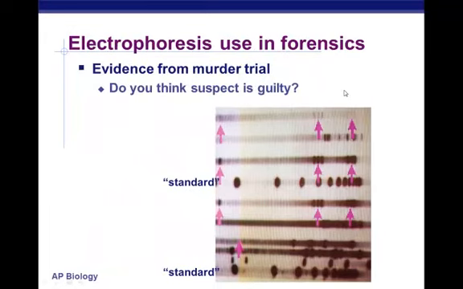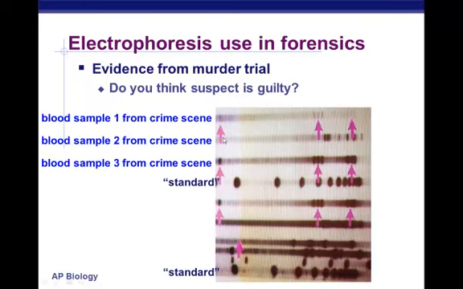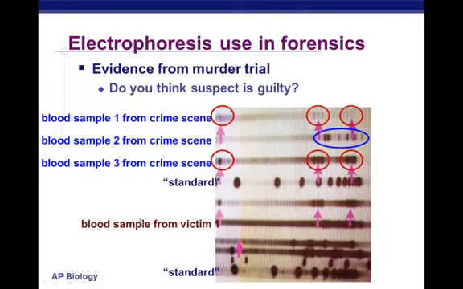This is evidence in a murder trial, and you can see here is blood samples from the crime scene, obviously blood from multiple people at the crime scene, and here's blood samples. When there's a crime, we always take blood from the victim and suspect so we can compare against and look to see.